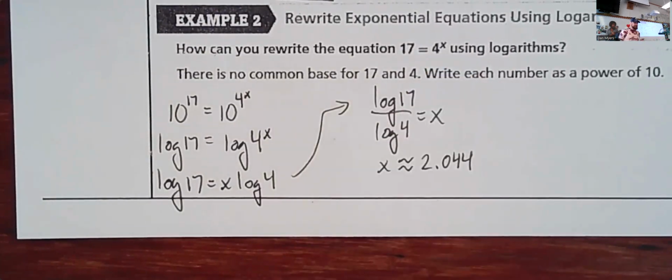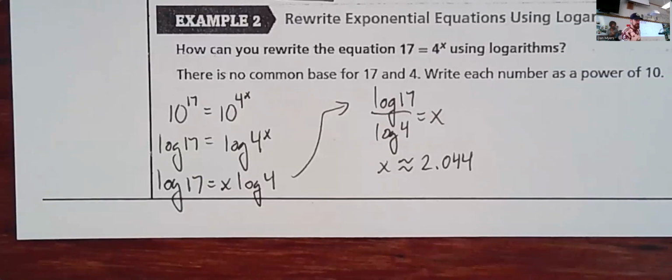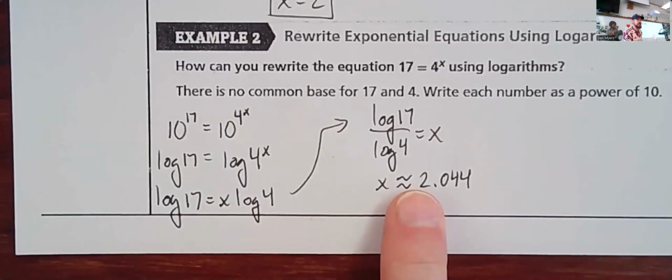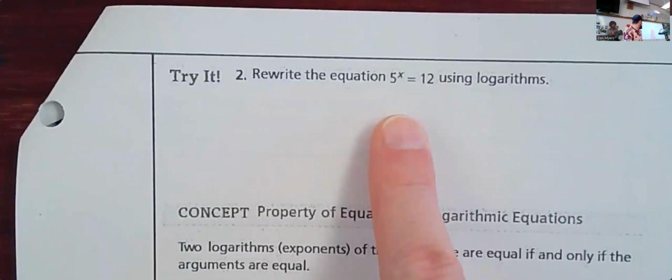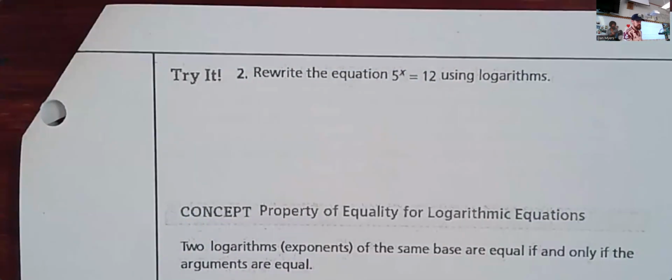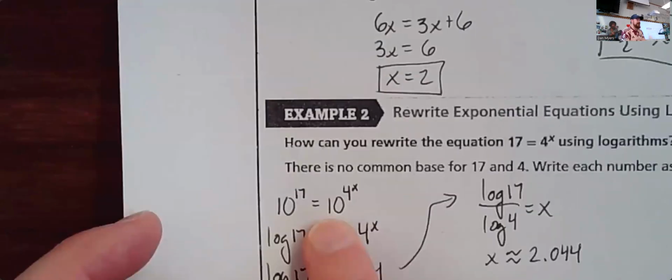All right, let's keep going unless there's questions here. Okay, so how could we rewrite this using logarithms? And by the way, you do not have to write the middle step showing the base 10.